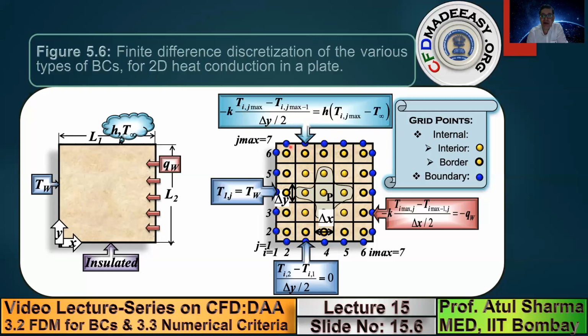Now to calculate dT by dy for all these blue circles, we apply first order backward differentiation. Using first order backward differentiation, we can write dT by dy at j equals j max. To obtain dT by dy at j equals j max, by first order backward differentiation, we will get a formula: T at j max minus T at j max minus 1, divided by the distance between these 2 points, which is delta y by 2.